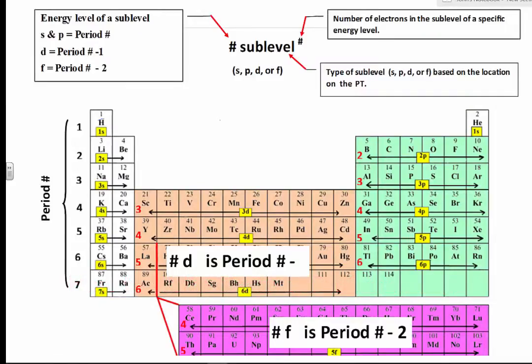In this lesson, we are going to learn how to describe the location of an electron in an element. But before we can do that, we need to look at the periodic table to find where the sublevels and the energy levels are, or how to determine the number of electrons in a sublevel of a specific energy level.